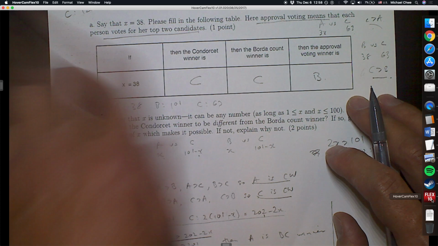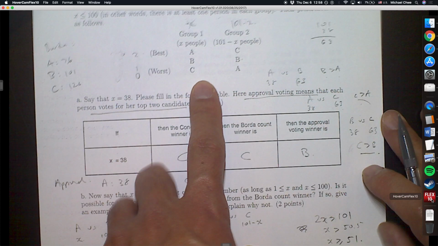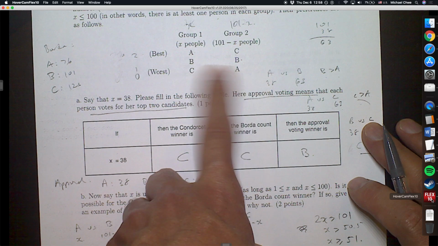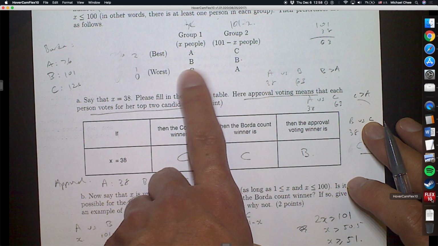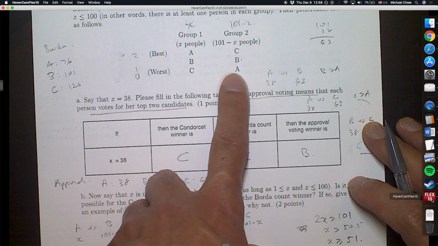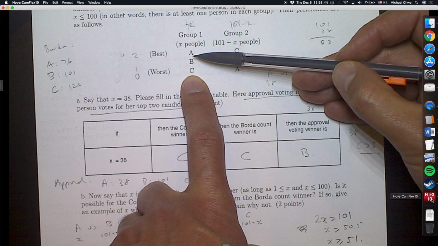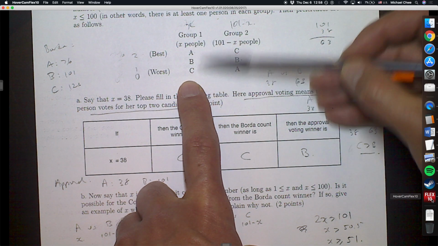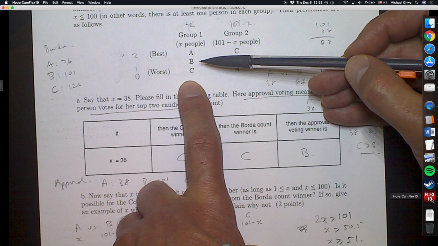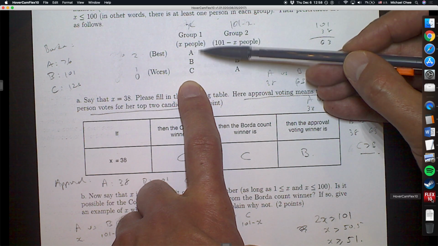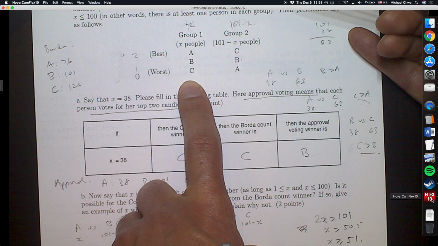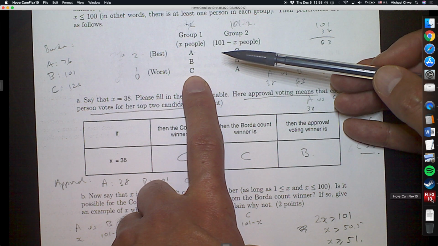If I don't want to do that, I'm just looking at this and looking at the Borda count. One thing which is nice is the Borda count for B is the same no matter how many people are in each group, right? B will always get 101 Borda count points. Does that make sense? For example, if X is small, will A be the Borda count winner? No, right? If X is like 25 or 30, A will get like 60 points, and therefore B will always beat it. Does that make sense?